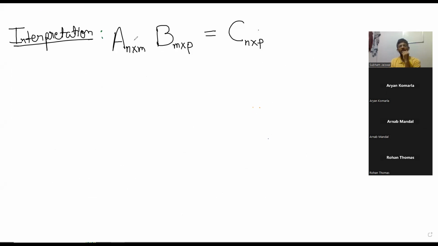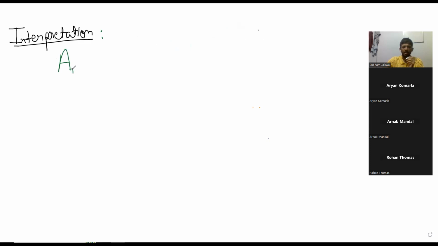Matrix multiplication. So how does this interpretation of matrix multiplication help us to understand row reduction? Okay, so what is row reduction? Row reduction is just starting with one matrix. It doesn't involve three matrices, right? It involves only one matrix, in some sense. Start with one matrix A, M cross N.